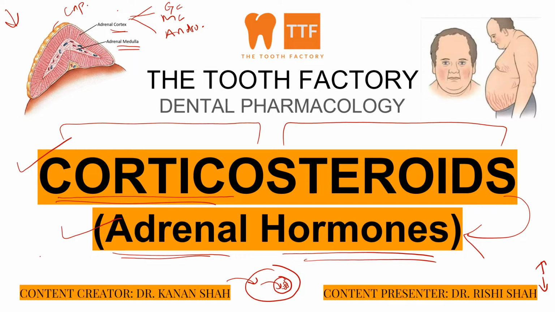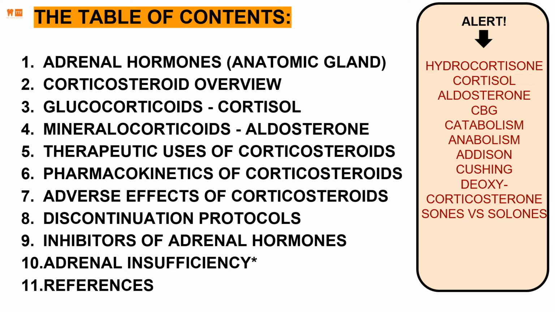Okay, so let's get on with today's lecture. Table of contents: we'll take a look at the anatomy of the adrenal gland and the hormone production, followed by a corticosteroid overview. Then glucocorticoids such as cortisol, and mineralocorticoids such as aldosterone. Now keep in mind, these both are corticosteroids, but with different functions. So remember this. We have glucocorticoids and mineralocorticoids.